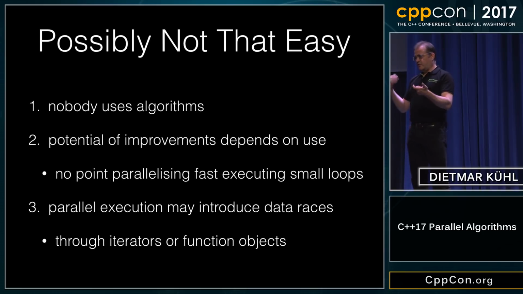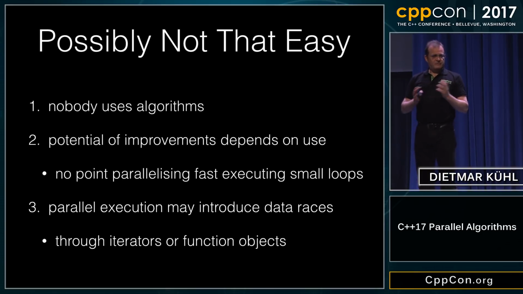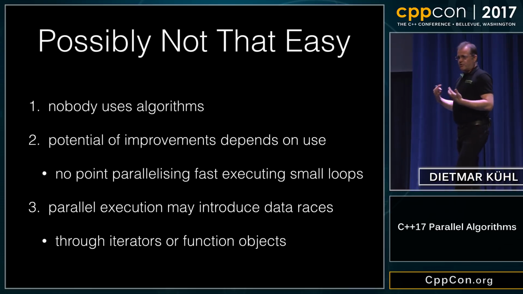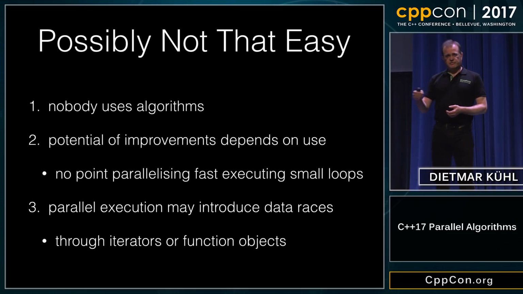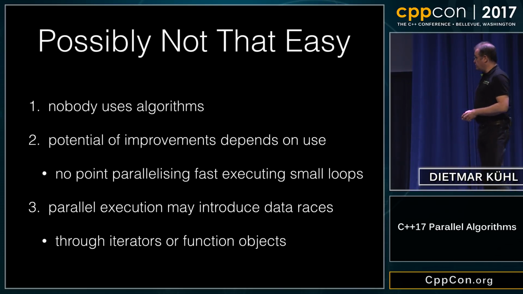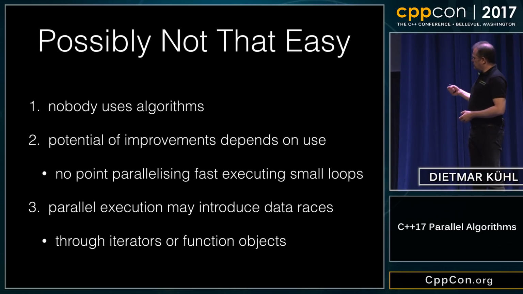It does not pay off, and I hope to show that a little bit later, to try to parallelize small, fast executing loops. Executing heavy loops, which actually do a lot of work, certainly does pay off, but if they're too small, it won't. And you need to be careful that the execution of the function, for example, doesn't introduce data races. If it introduces data races, all bets are off. That's basically undefined behavior, and the compiler cannot necessarily tell you ahead of time whether that would work. So just sprinkling things over is not the thing.